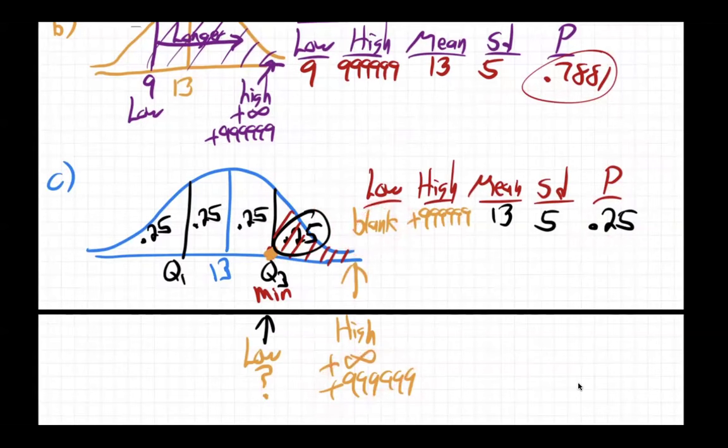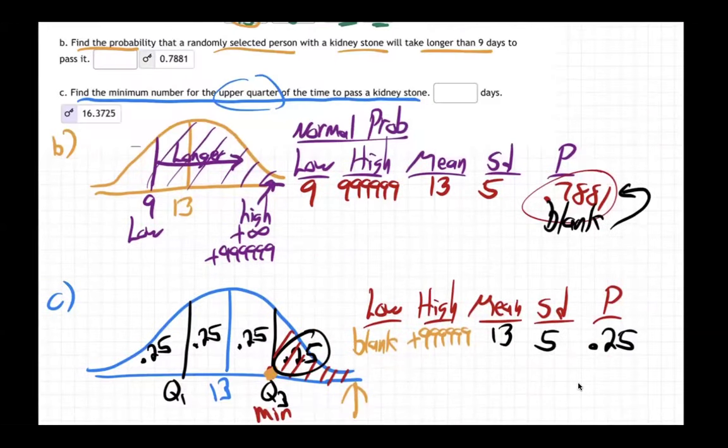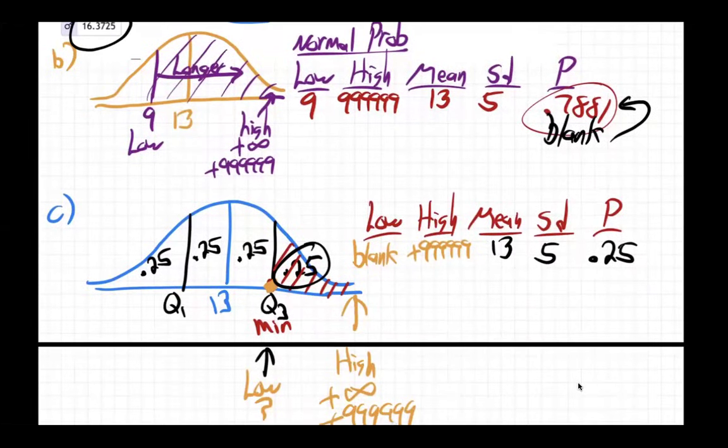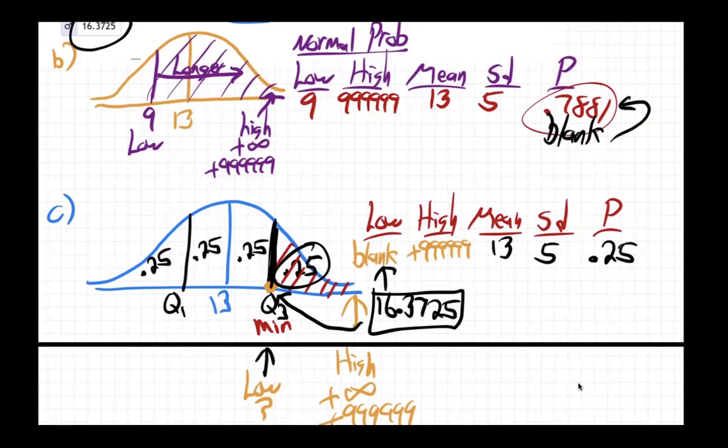Just like on the last one, we left the P blank and hit calculate, and the calculator told us. So the answer it's going to give us, right here, this blank is 16.3725, and that's going to be our answer. That's the beginning of the 3rd quarter. That's this spot right there, 16.3725. Let me show you on the online calculator.